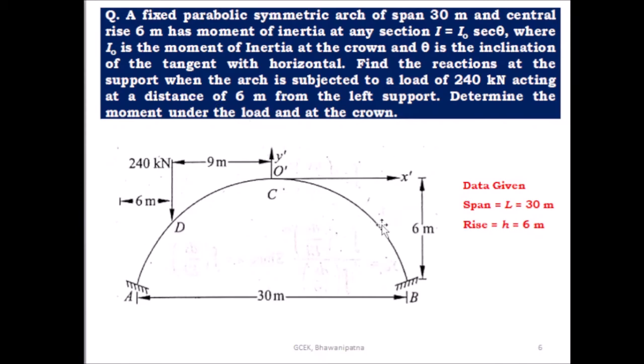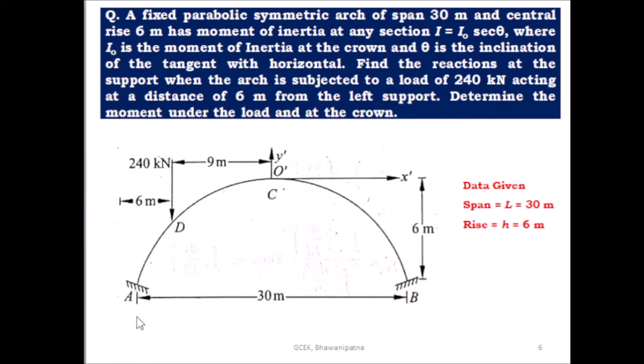So this is the fixed arch, and here the load is present at a distance of 6 meter from the support. The load is 240 kN, and this is the x dash and y dash axis at the crown. The span of the fixed arch is given as 30 meter and the rise is 6 meter, and the load is 240 kN, and you have to find out the moment under the load and at the crown.